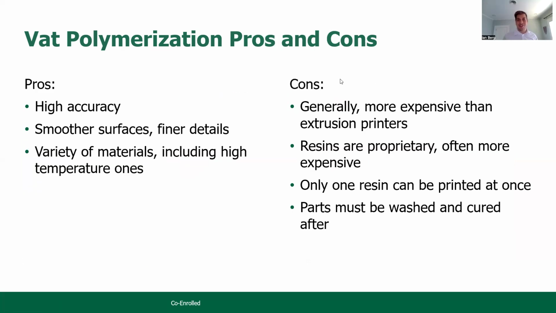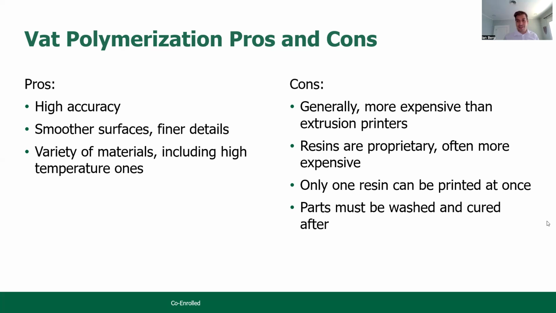So the pros are these are generally very accurate. You get smooth, finer details, and you can also have a variety of materials, including, and this is relevant for my research, high temperature resistant materials since they don't have to be meltable at 200 Fahrenheit. You can have materials that withstand high temperatures like an autoclave, but in general, they are quite a bit more expensive than extrusion printers. And also the materials for them are generally more expensive than the spools of filament.